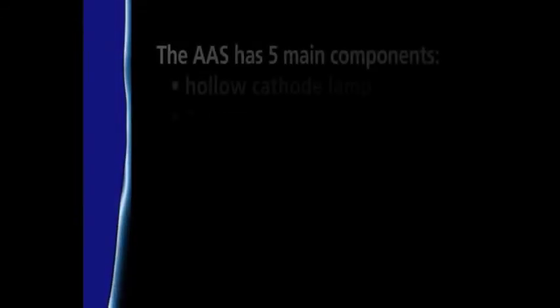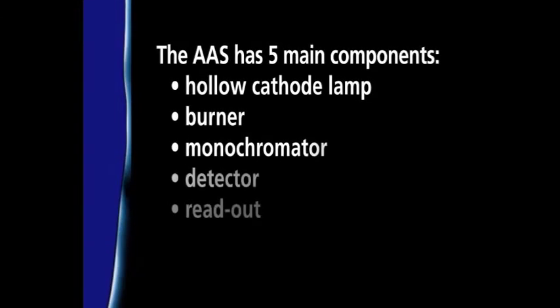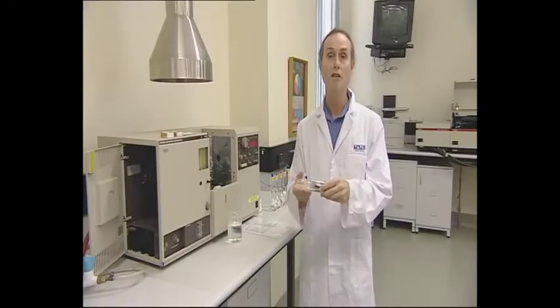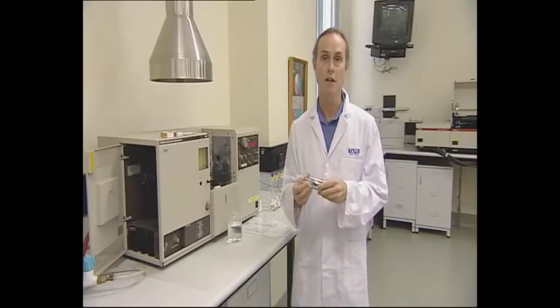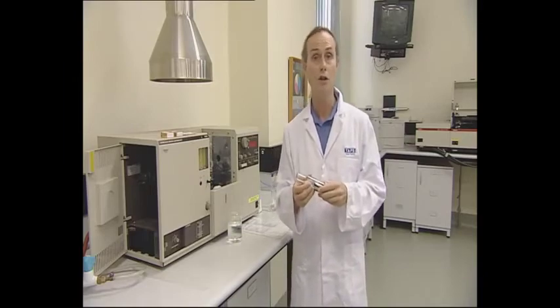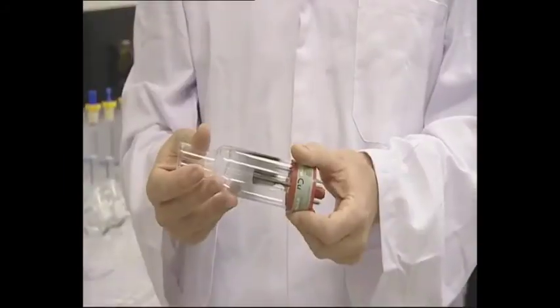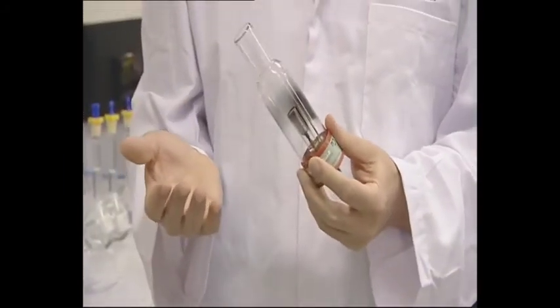The AAS has 5 main components: the hollow cathode lamp, the burner, the monochromator, the detector and the readout. The hollow cathode lamp is the key to the success of this technique, and it's the only component that's not shared with other analytical techniques. Each element requires its own personal HCL, a device that generates wavelengths specific for that element.